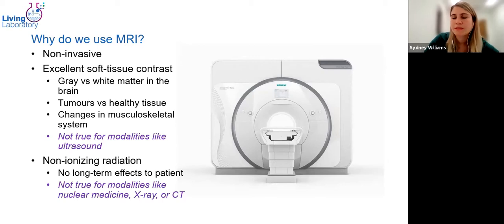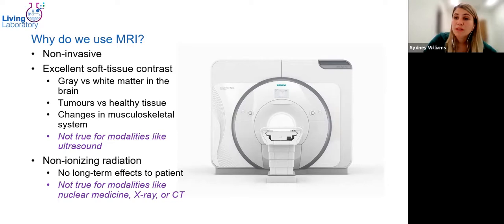But what makes MRI really special is that you get really nice contrast in soft tissues like the organs inside our body. Some examples of what MRI is very good at: in the brain, you have gray and white matter, and you can really delineate the differences in MRI with its soft tissue contrast. You can also see very clearly the differences between tumors and healthy tissue. You can also see changes in your musculoskeletal system, for example, tears in tendons or things like this for sports injury. These really nice details of soft tissue aren't true for other modalities. For example, in ultrasound, you don't really get such beautiful contrast like you do in MRI.